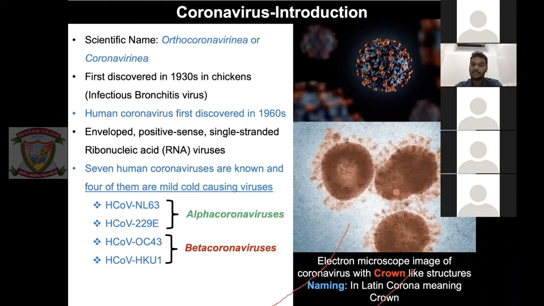This classification is based on genome sequencing. They all have pretty similar genome sequences to be classified as coronaviruses, but at the same time there are differences within the coronavirus family. So they classify them according to sequence identity as alpha or beta coronavirus. So these are the 4 viruses, and as I said, they are known to cause mild infections.